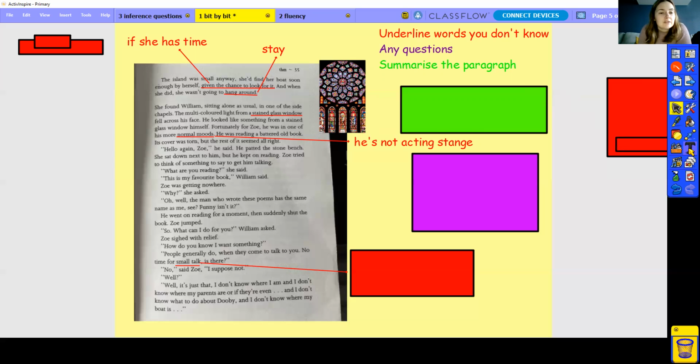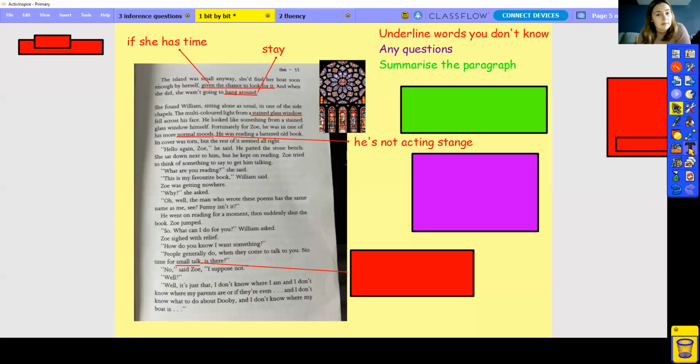He was reading a battered old book. Its cover was torn, but the rest of it seemed all right. "Hello again, Zoe," he said, and he patted the stone bench. She sat down next to him, but he kept on reading. Zoe tried to think of something to say to get him talking. "What are you reading?" she said. "This is my favourite book," William said.